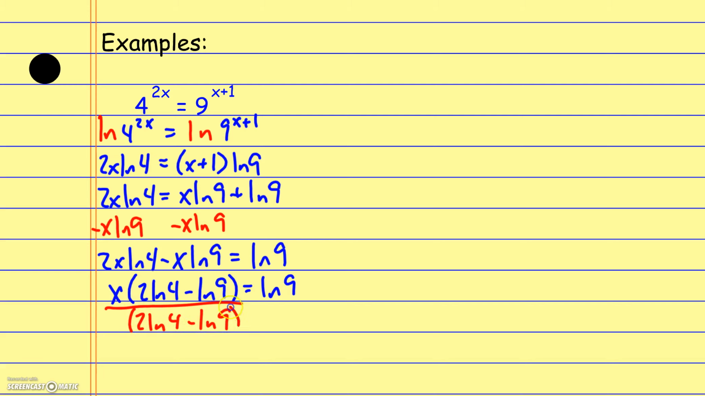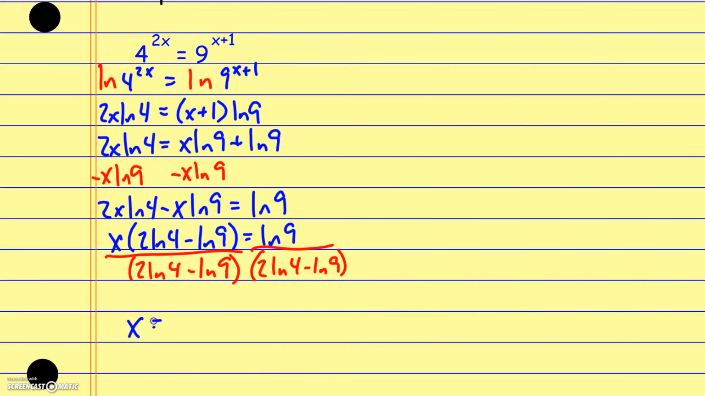So I do this. Whatever I do to one side, I have to do to the other side. 2 natural log of 4 minus the natural log of 9. Okay, that whole thing in parentheses, I divide each side by that. And so now what I'm left with here is x equals. So in terms of an exact answer, this is the natural log of 9 over 2 natural log of 4 minus the natural log of 9.